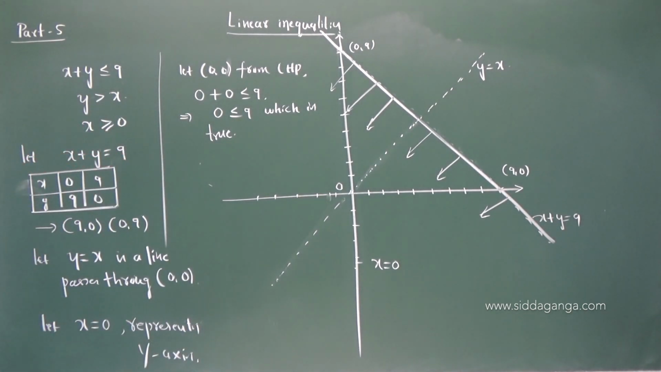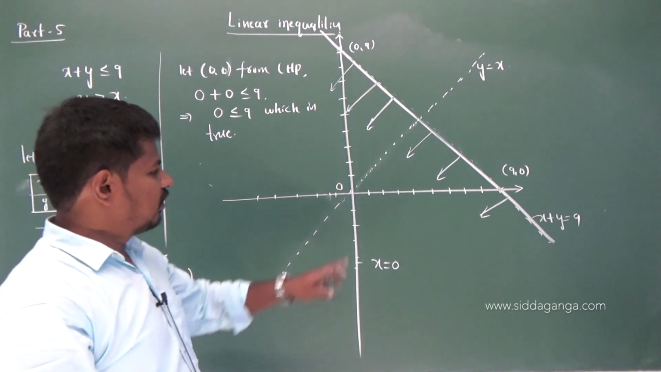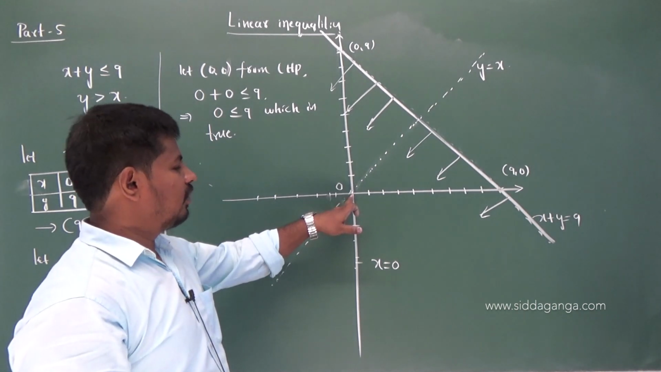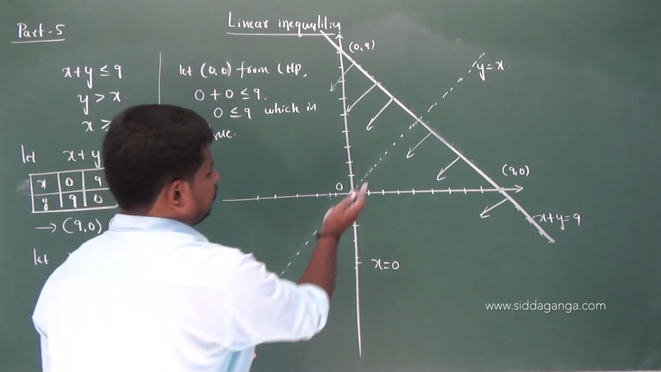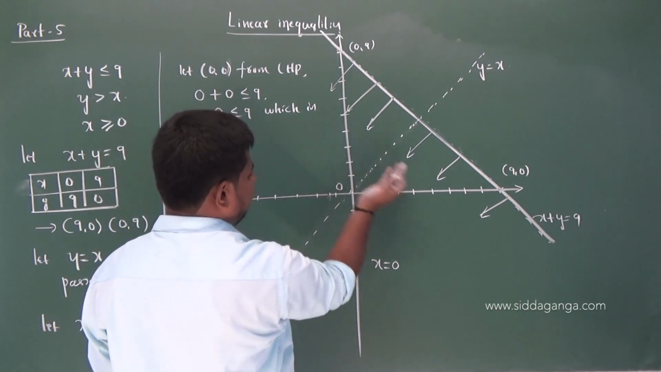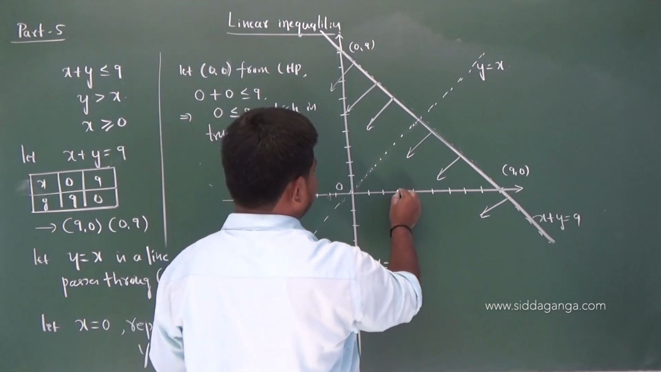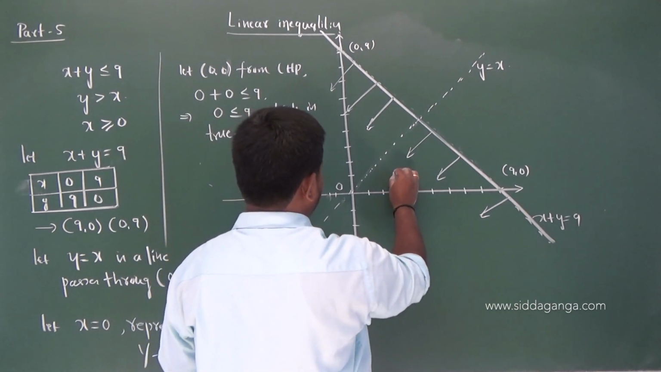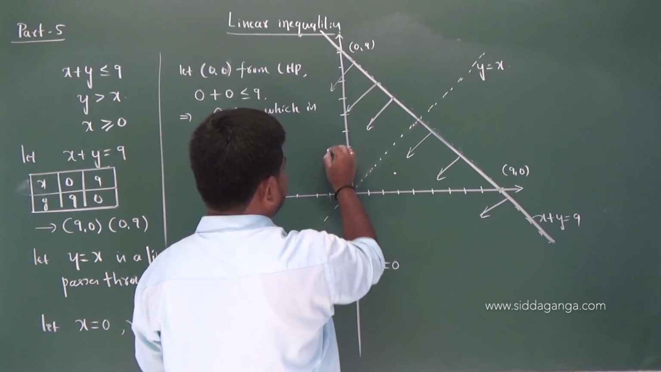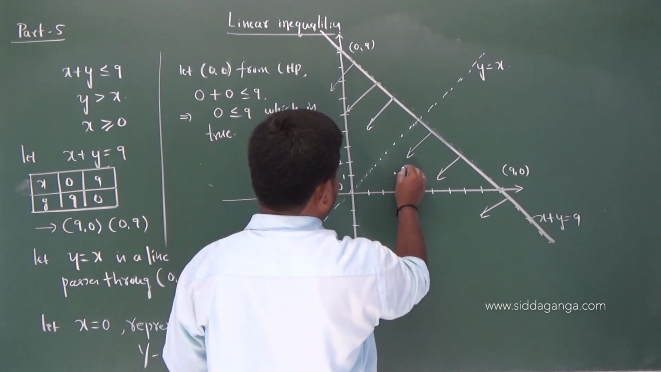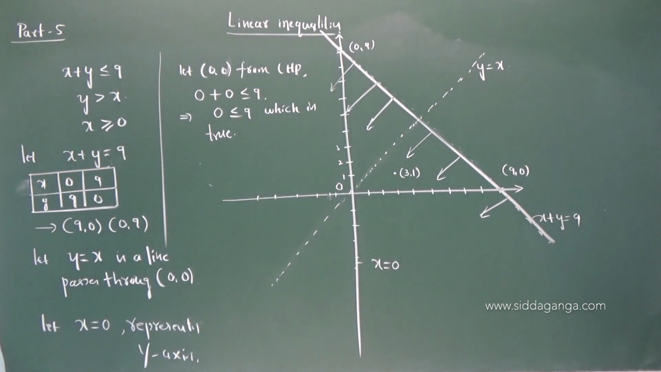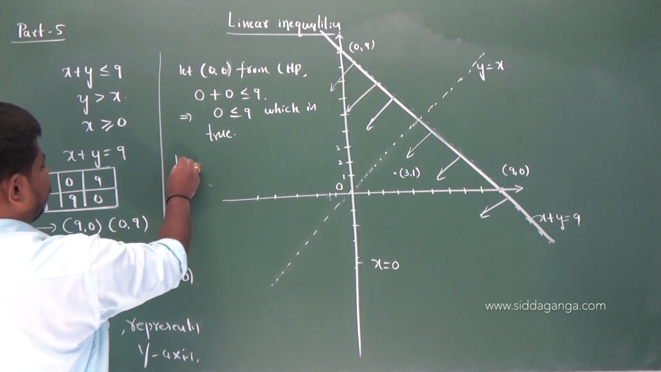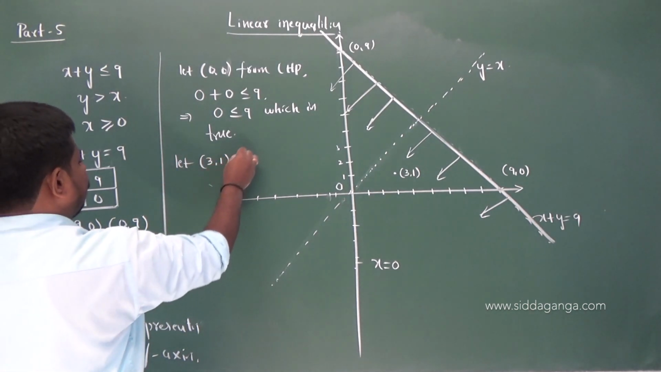Now the second line, y is greater than x. For that, don't take the point 0, 0 because the line passes through 0, 0. So take any other point from any plane. This divides into a lower half plane and an upper half plane. Take any point from any plane. So I am going to take this point, 3 comma 1, from the lower half plane, and let us check the inequality.